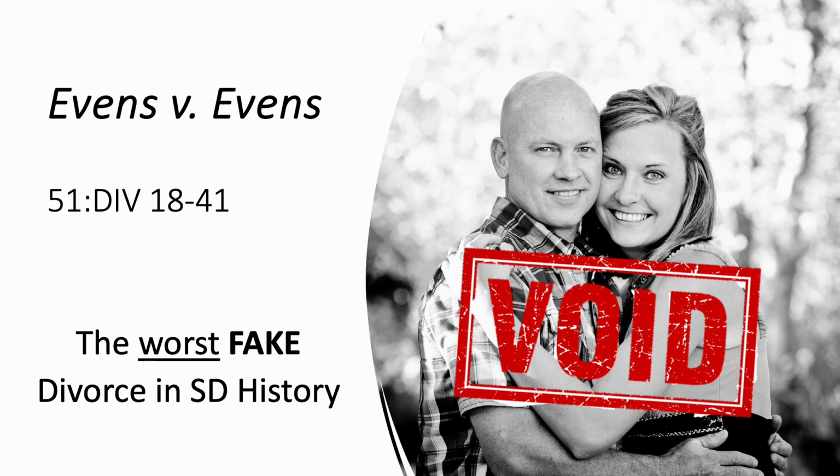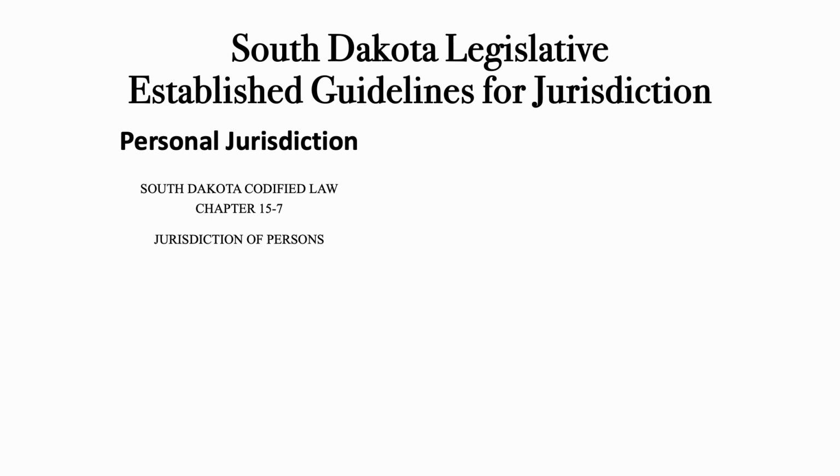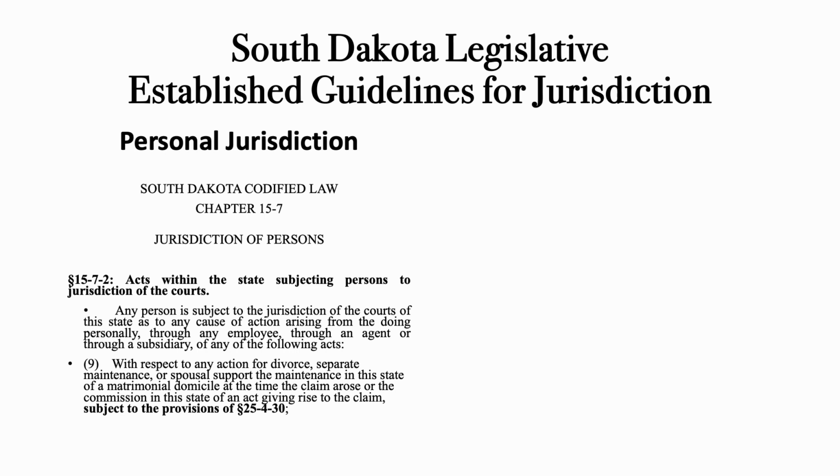The South Dakota legislature has clearly established guidelines for jurisdiction. On personal jurisdiction, it's found in Chapter 15-7 of South Dakota Codified Law, titled Jurisdiction of Persons. Subsection 2, 15-7-2, acts within the state, subjecting persons to the jurisdiction of the court. And with respect to any action for divorce or spousal support, a court in the state of South Dakota has jurisdiction subject to the provisions of Statute 25-4-30. This is where subject matter jurisdiction comes in.